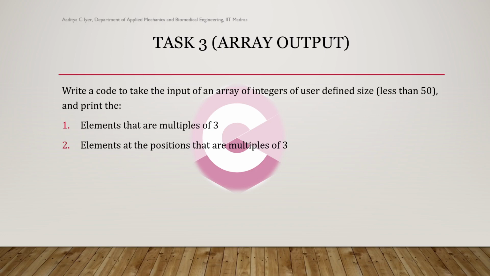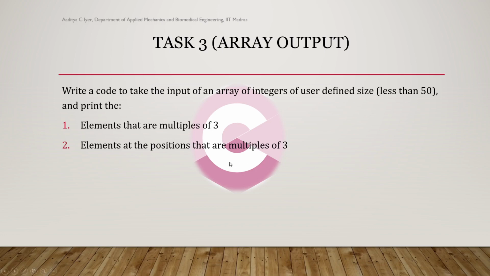So maybe you can write an if statement saying if it is more than 50, then you print a statement saying please input a value less than 50, right? So you can use things like continue or goto, or you can also choose to terminate the program right there. Okay, so that's up to you, but anyway, so if it is less than 50, I take the array, I need to print two things. Okay, so you can do this in one code or you can write multiple codes for this.